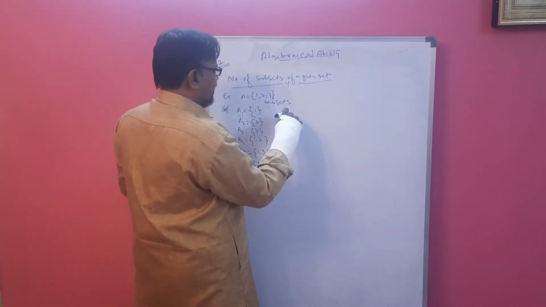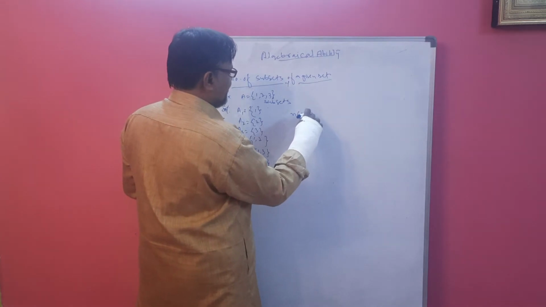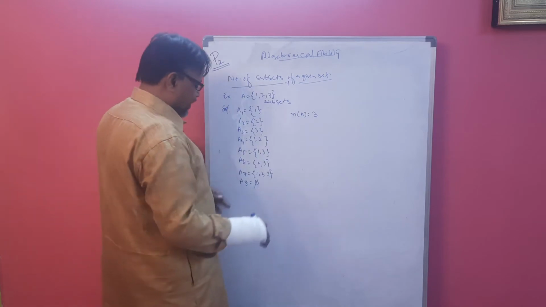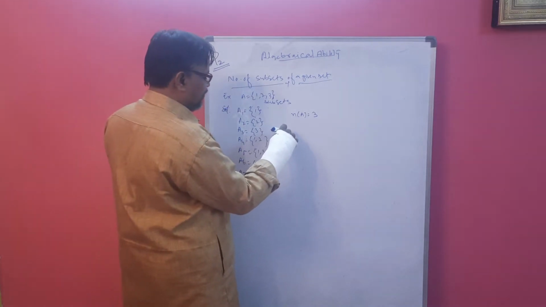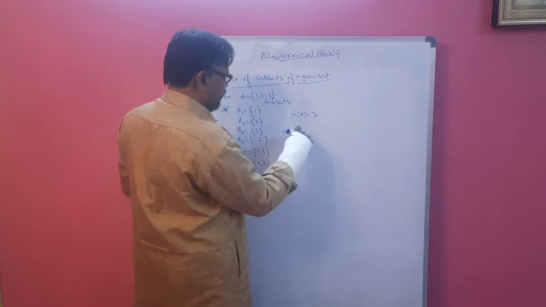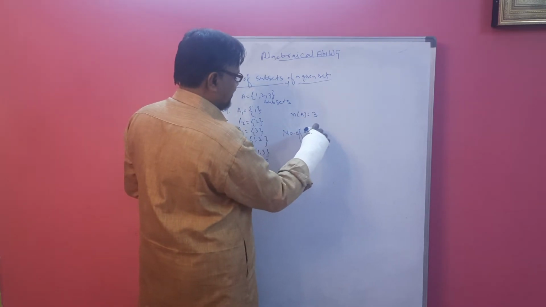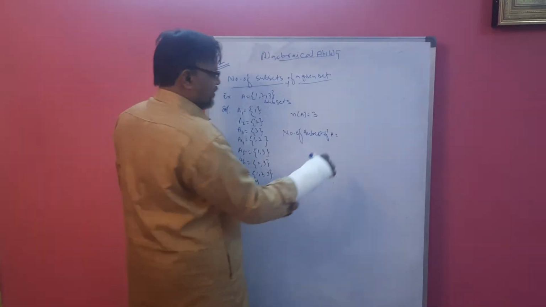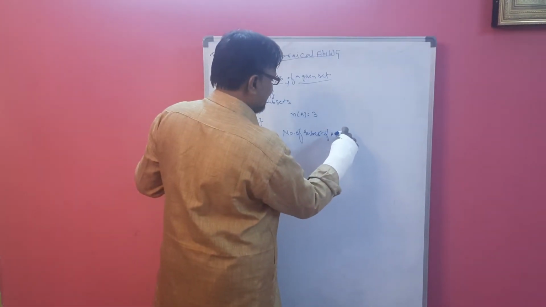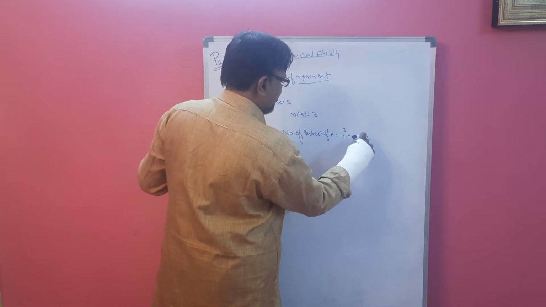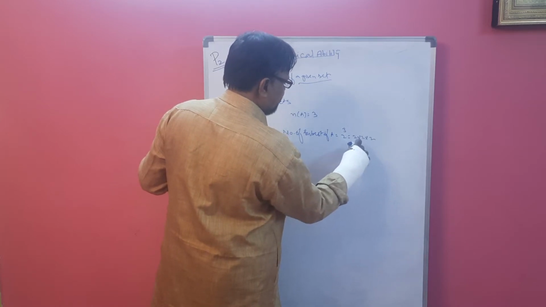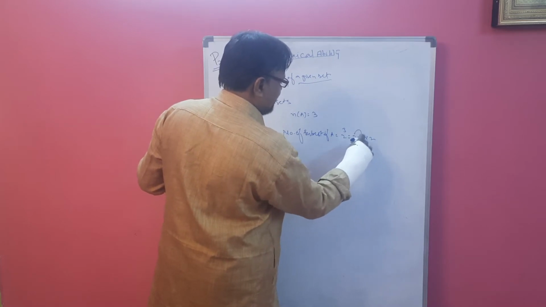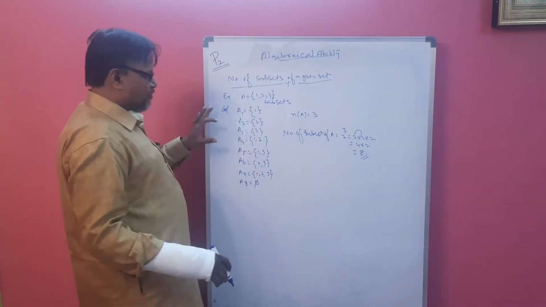Now see, the cardinality of A is how much? 3 elements, so the cardinality is 3. Now the number of subsets also has a formula. The number of subsets of A is equal to 2 to the power of 3, that is 2 into 2 into 2, that is 8. So 8 subsets are there.